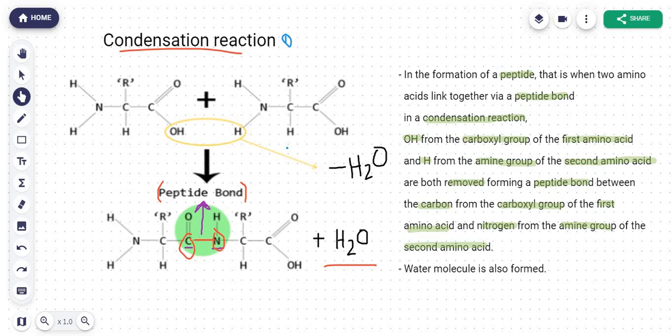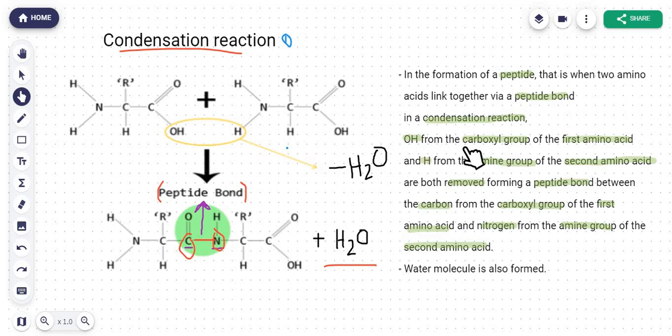So let's understand it again because it's written down here. So in the formation of a peptide, which is the same as a polypeptide, that is, when 2 amino acids link together via a peptide bond in a condensation reaction. So the OH from the, this is fixed, by the way.